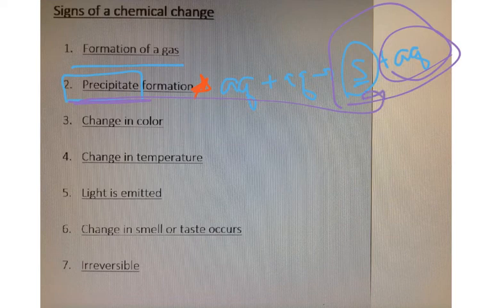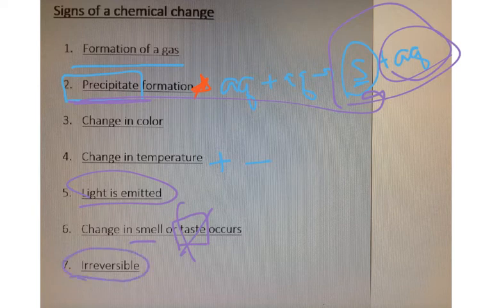Change in color, so let's say it goes from blue to green, that would be a chemical change. Change in temperature, and that can be either going up or going down, so it can either get hotter or colder. If you see light being emitted, such as during a firework, that is a sign of a chemical change. If you notice that there's a change in smell or taste, though we would try not to taste in this class, that would be a no-no. But if you notice that there is a different one, then there is probably a chemical change going on. And the last one is that it is irreversible, so you cannot get back what you started with relatively easily.